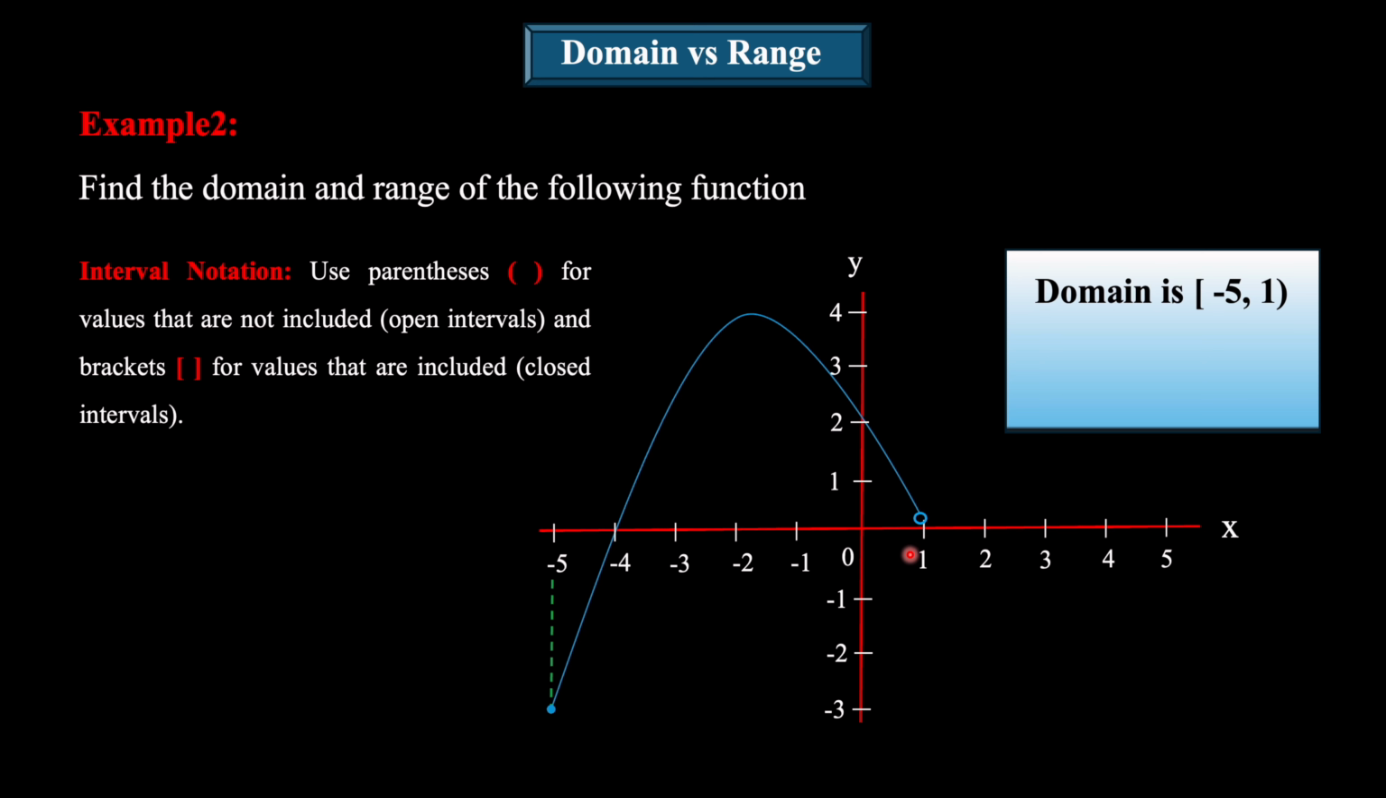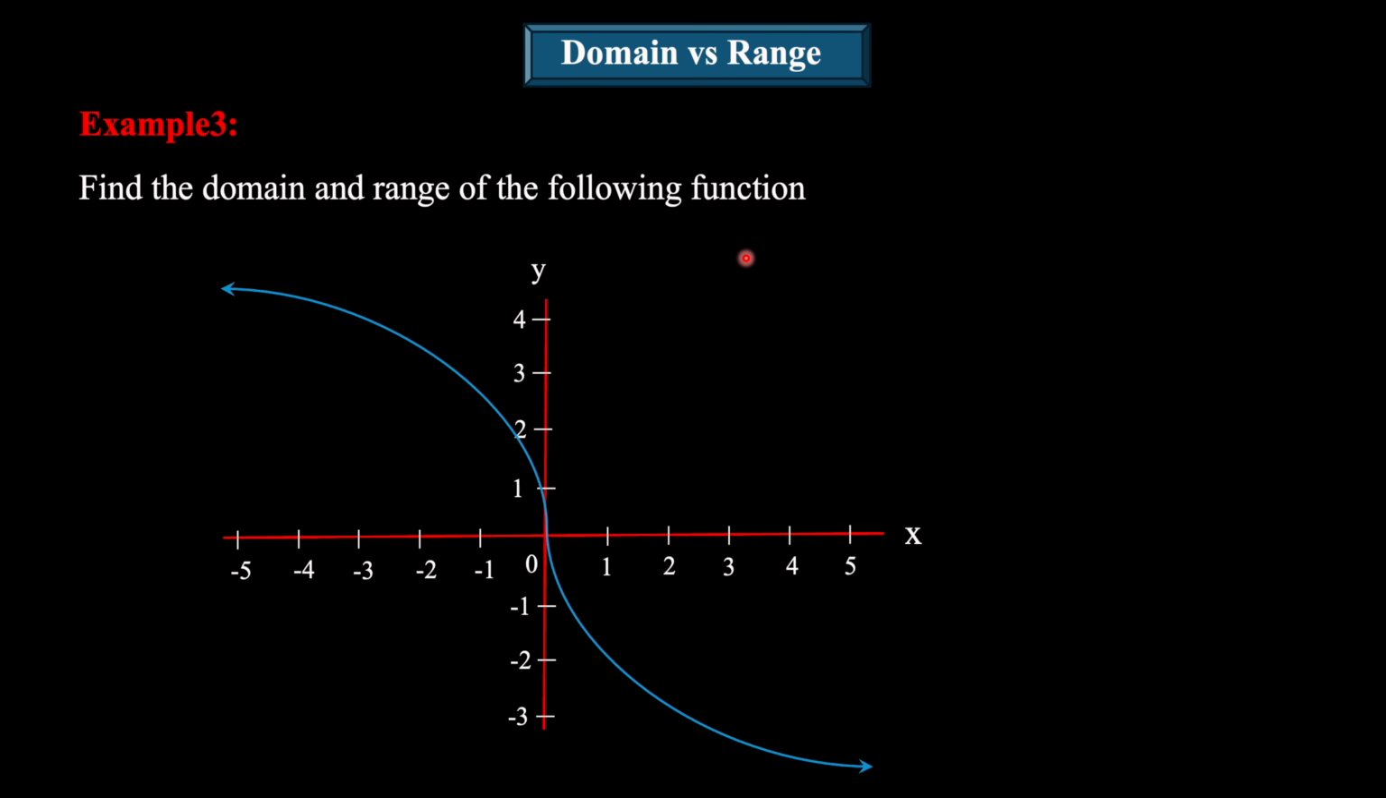Now coming to the range, we check the lowest point here. It is -3 on the y-axis, and the maximum point our curve achieved is at this point, meaning it is 4. That's why our range is from -3 until 4. Both of them are included.